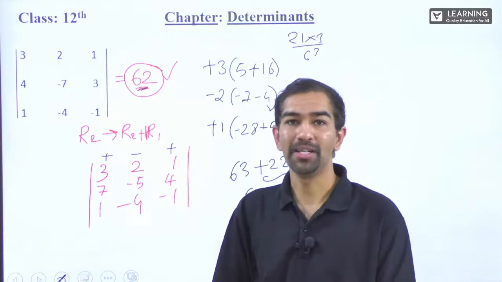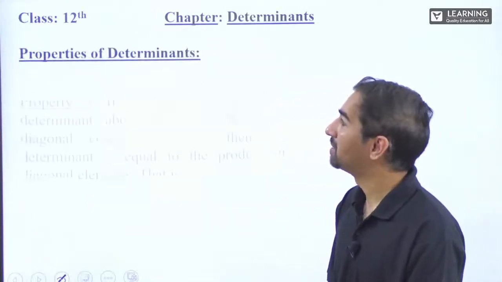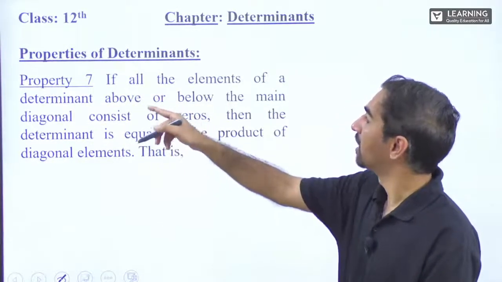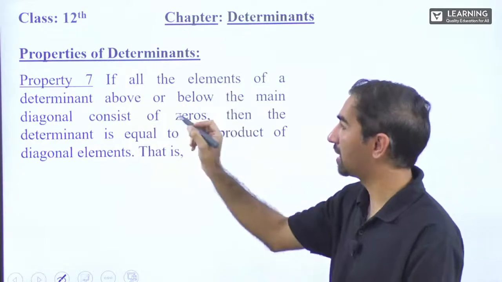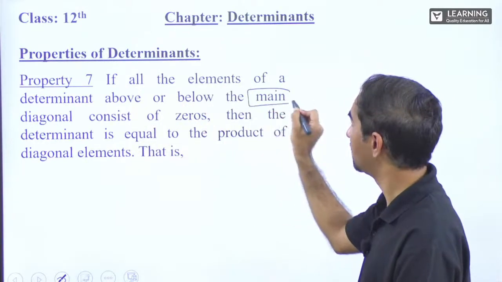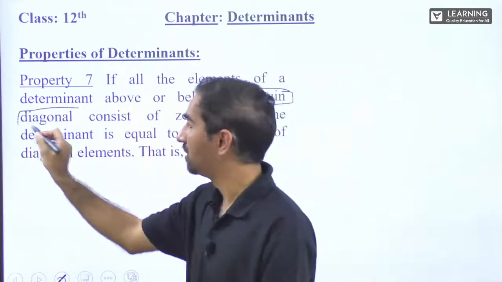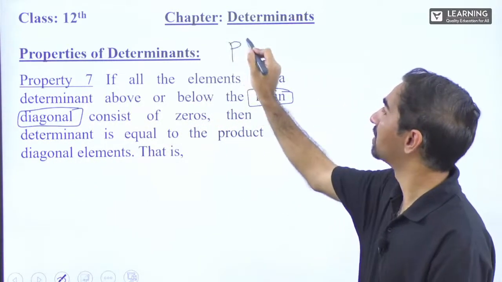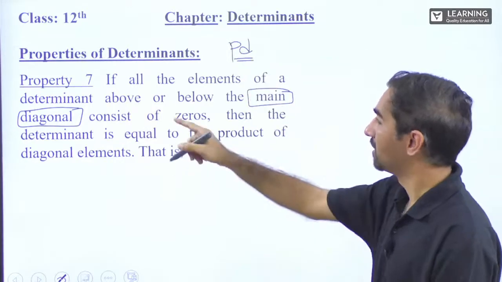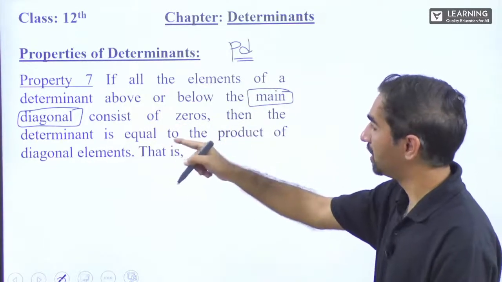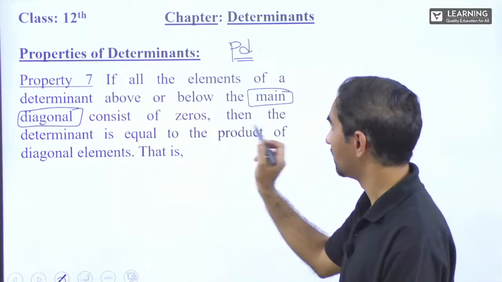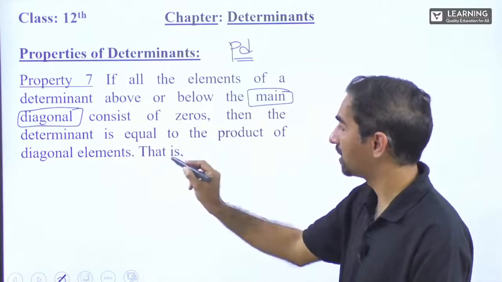Okay. Moving on to the next question. So moving on to the next property, property number 7. If all the elements of a determinant above or below the main diagonal consists of 0, then the determinant is equal to the product of diagonal elements. So students, what is main diagonal here? This main diagonal is nothing but principal diagonal. So see here, the determinant is equal to the product of diagonal elements.